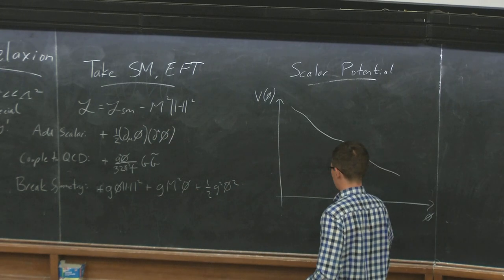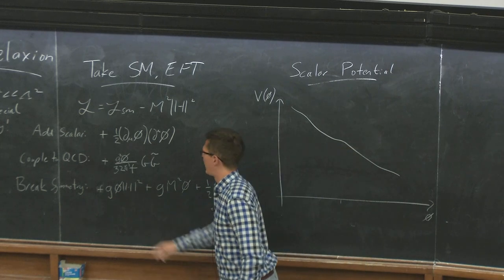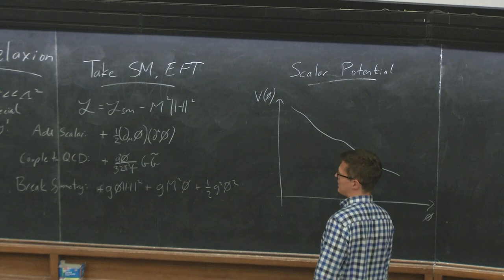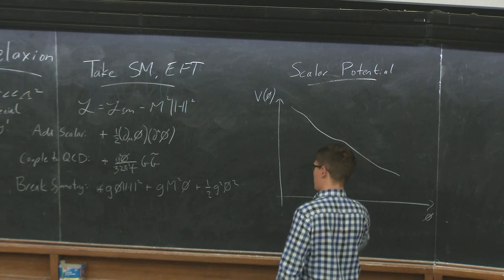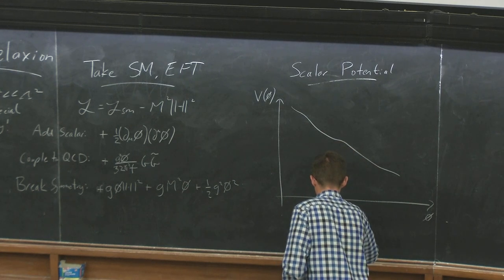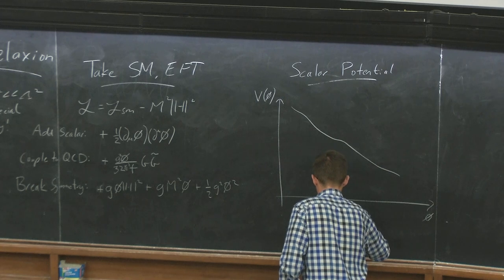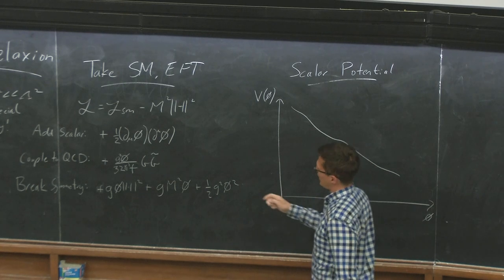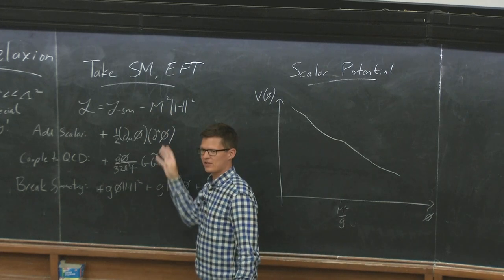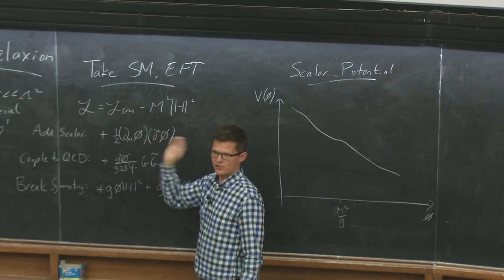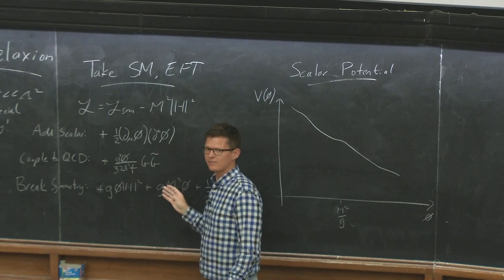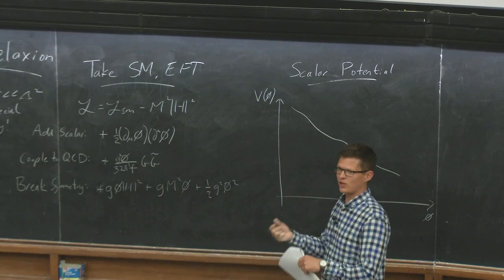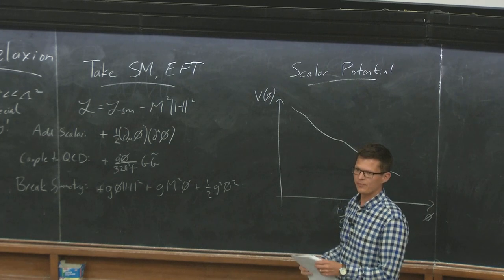And at some critical point, let's call it the background value of phi, g phi is equal to minus M squared. So phi is just big M squared over g. At some critical point, the total Higgs mass squared as a function of phi will pass through zero and start to become negative. What that means is that the Higgs will start to get a vacuum expectation value.